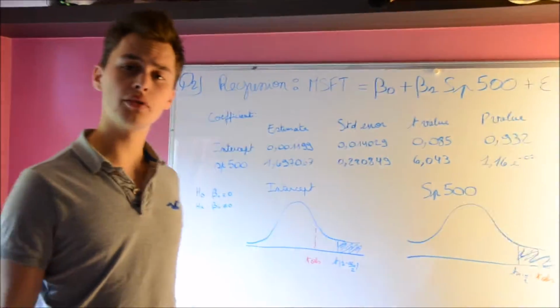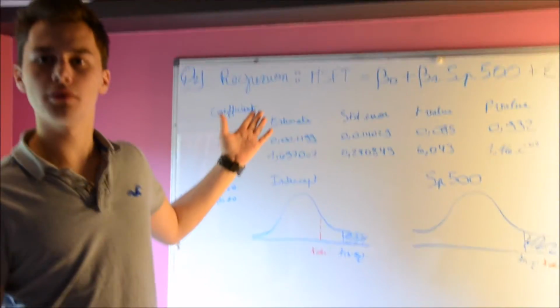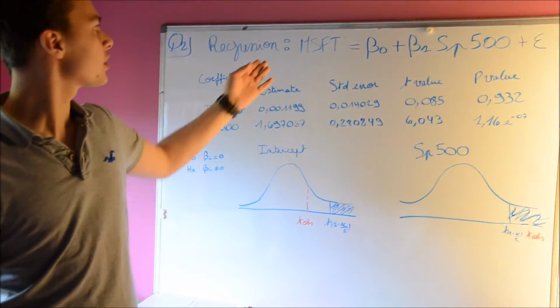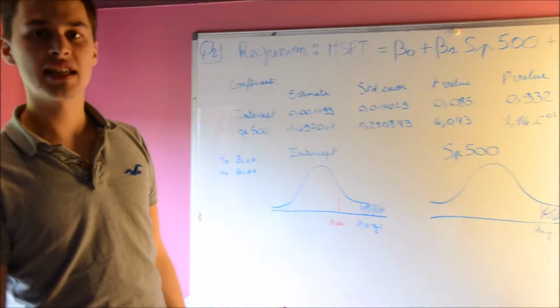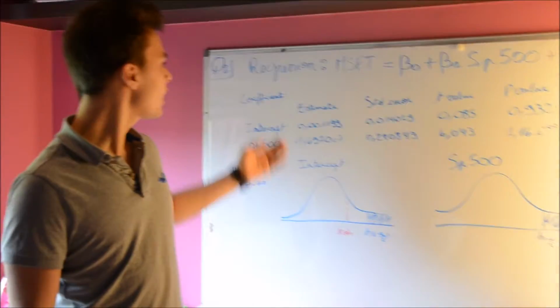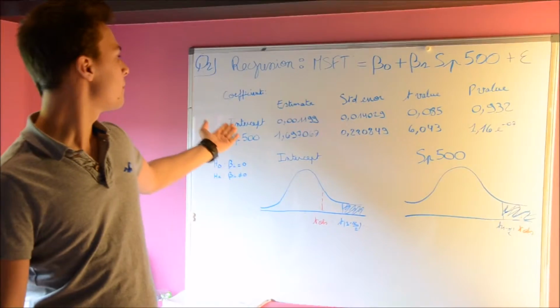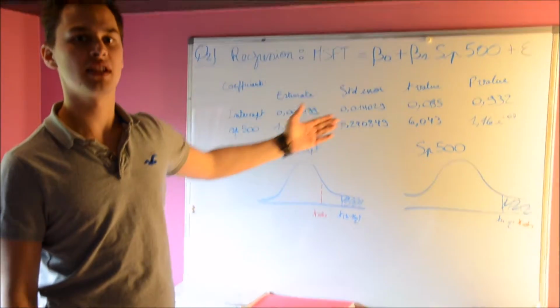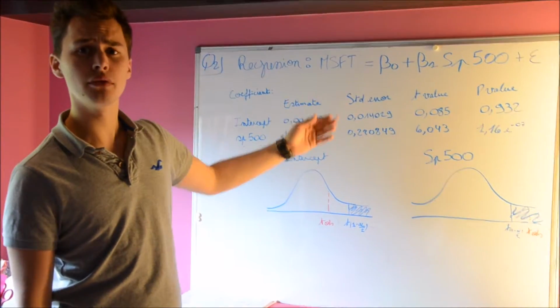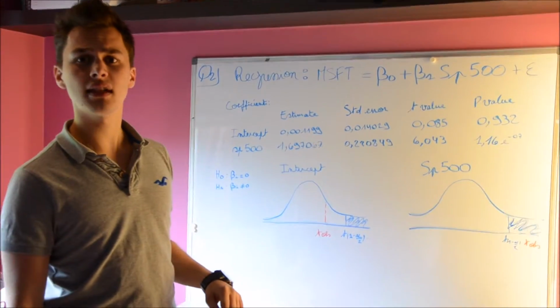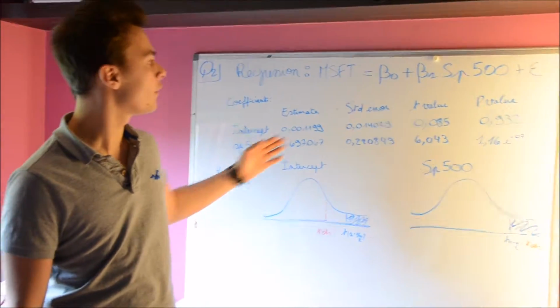As you can see on the board, we have a part of the result computed by R from the regression of MSFT by SP500. We also have the estimated value of betas and the standard error associated. With these two values, we can compute the t-stats associated to any kind of Student test.